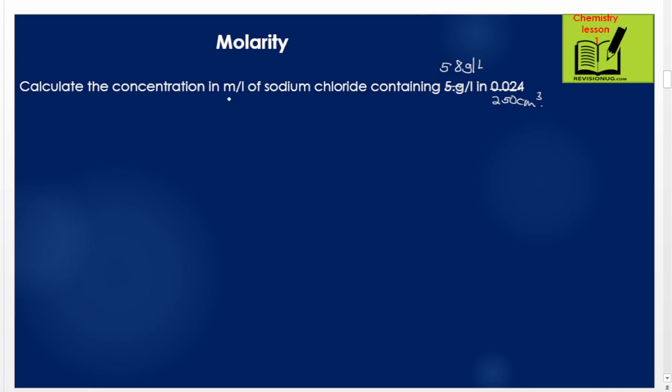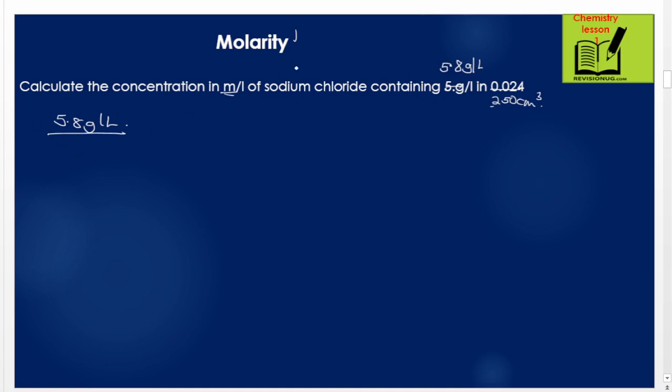Here they're asking for molarity, right? They have given us the concentration, and this concentration is in 1000 cubic centimeters. This is 5.8 grams per liter. This is the mass in 1000 cubic centimeters, so we have to first get that mass. After getting the mass, we can get the concentration in moles per liter in 250 cubic centimeters of that solution.